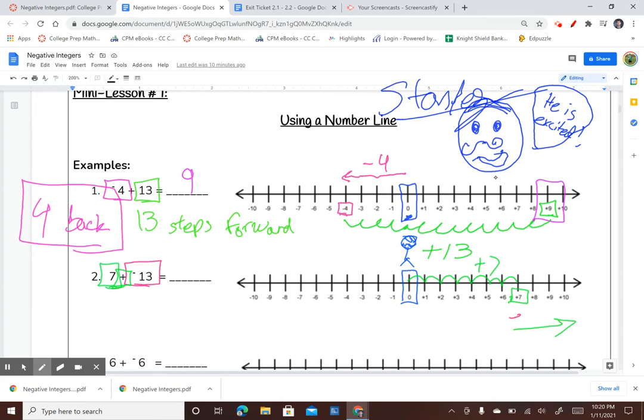Here we go. 1, 2, 3, 4, 5, 6, 7, 8, 9, 10, 11, 12, 13 steps backwards. Puts us, boom, right here at negative 6. So this would be our endpoint for Stanley. Let's go ahead and do that in purple.